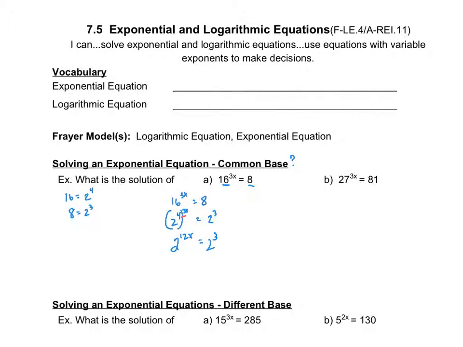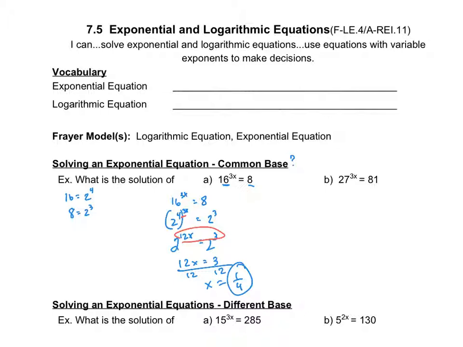And now we know that since our bases are common, the exponents are going to be equal. So I have 12x is equal to 3. Divide both sides by 12, and then x is going to be equal to 1/4. There you go, there's your answer.